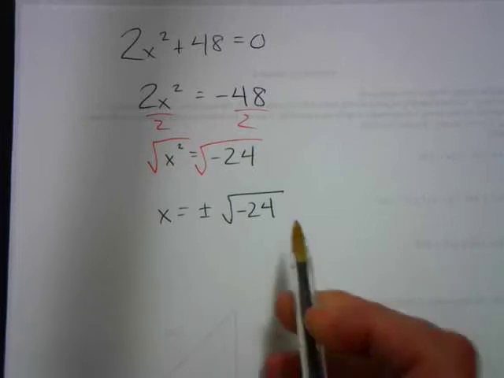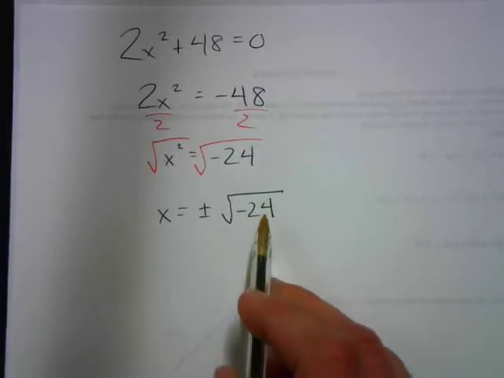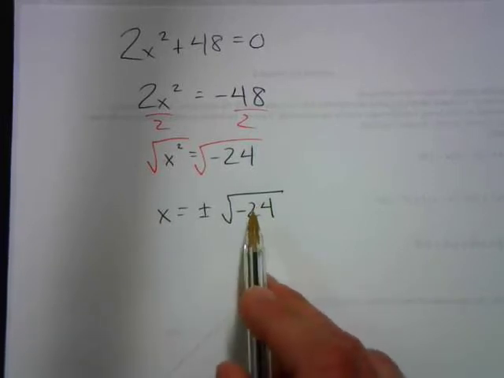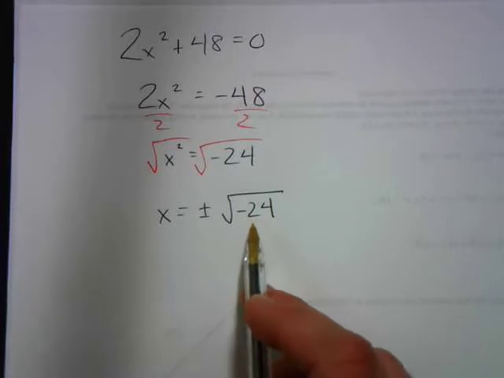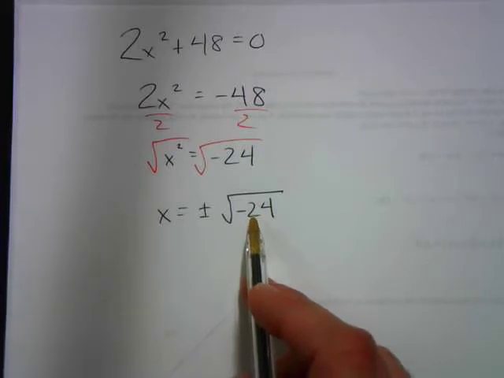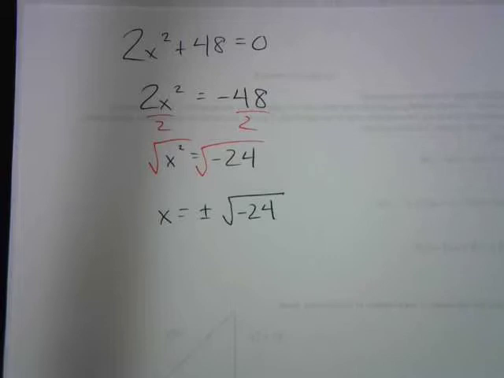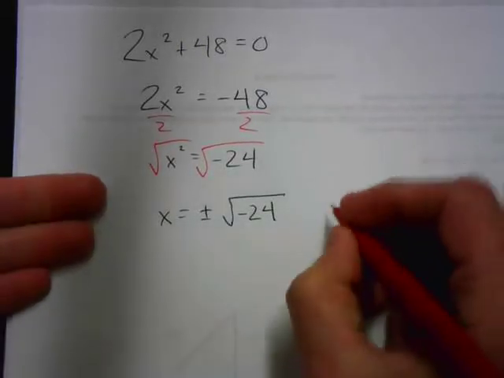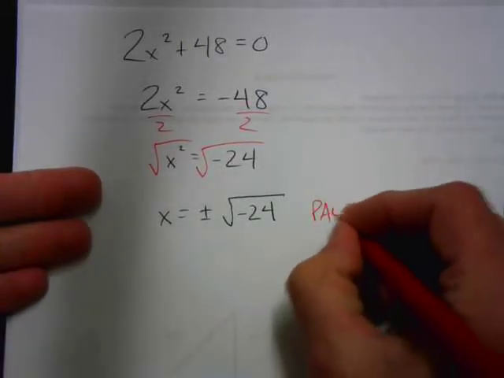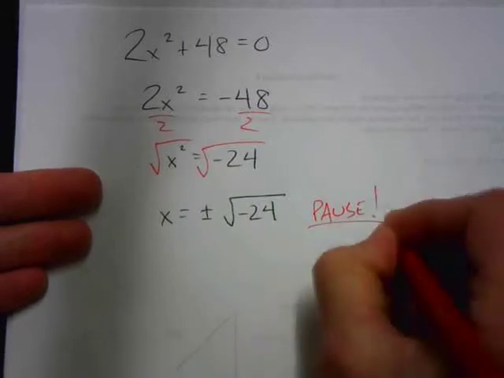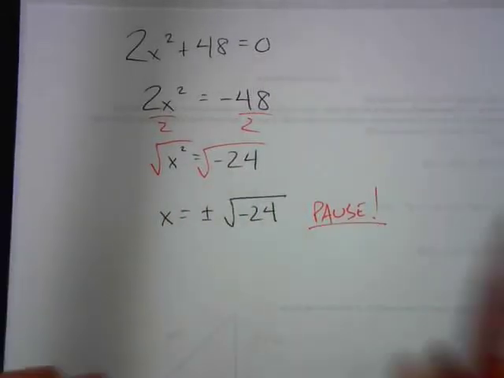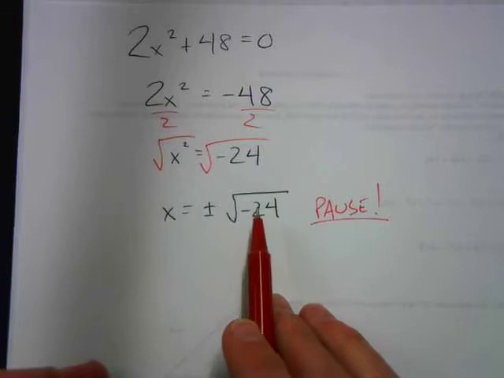And then you're thinking, wait, I need to get some perfect square factors of negative 24. Hey, wait a minute. What the? That's a square root of a negative. What is going on here? I'm going to hit pause. Okay. I have a square root of a negative number.